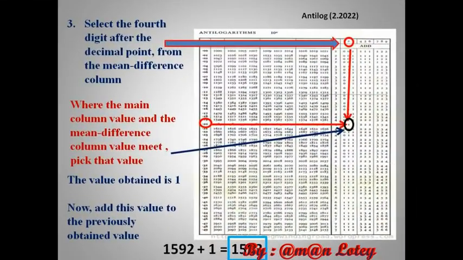The fourth digit after the decimal point can be taken from the mean difference column. The point where the main column value and the mean difference column value meet, pick that value. The value obtained is 1. Now add this value to the previously obtained value. We get 1593.